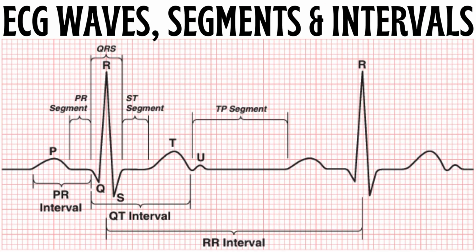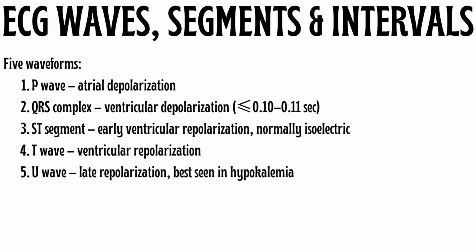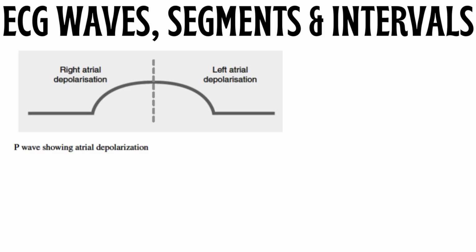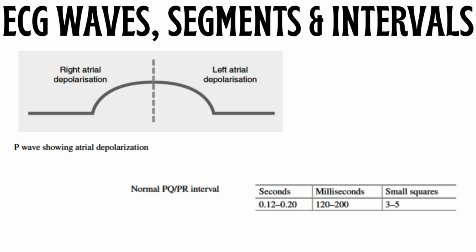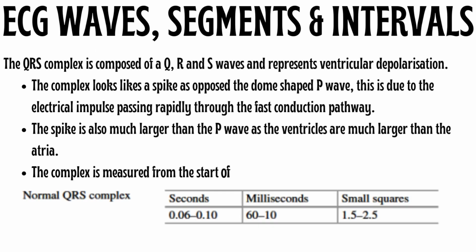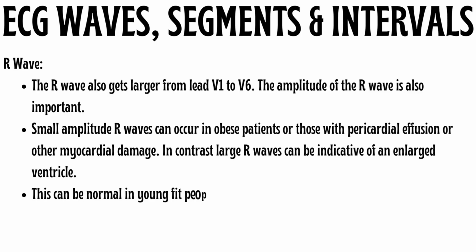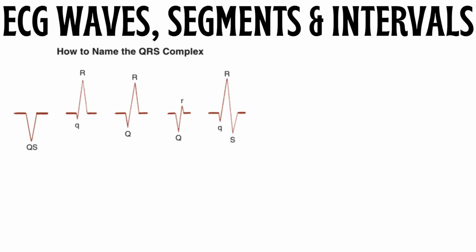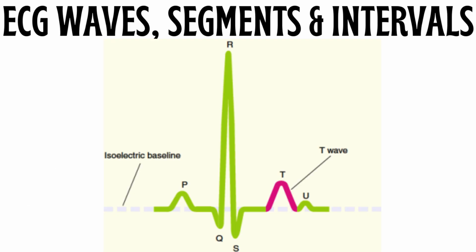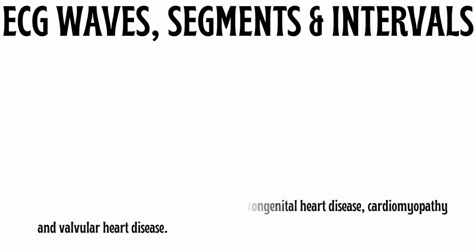The ECG consists of 5 primary waveforms. The P wave represents atrial depolarization. The QRS complex represents ventricular depolarization and normally measures less than 0.11 seconds. The ST segment represents early ventricular repolarization and should be isoelectric. The T wave represents ventricular repolarization. The U wave, when present, is associated with late repolarization and may be prominent in hypokalemia.